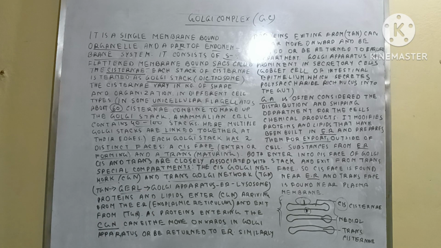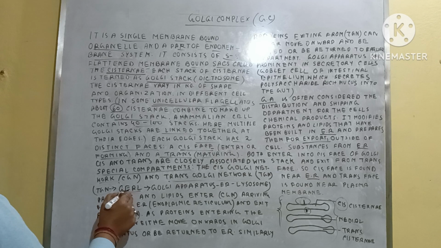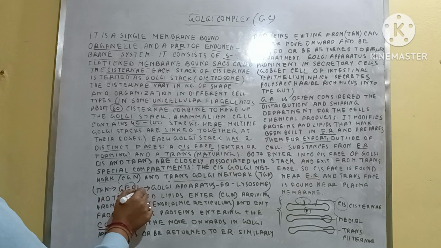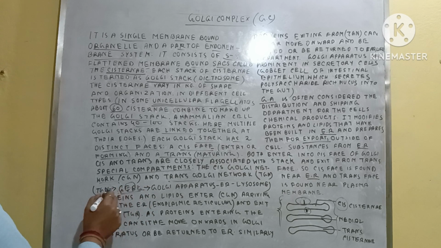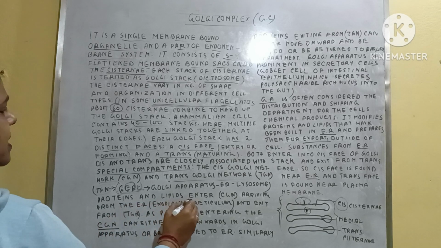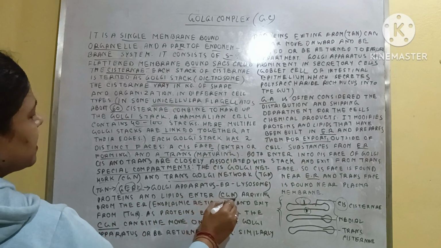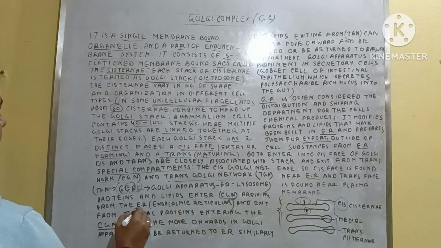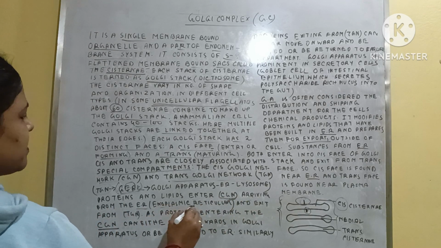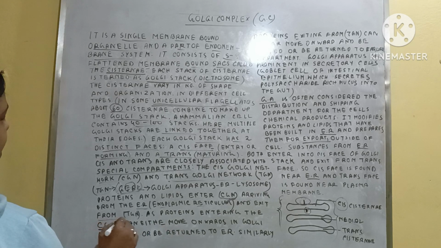What is GERL? G means the Golgi apparatus, E means ER, endoplasmic reticulum, and L is the lysosome. Three are connected with each other. That's why it is called the GERL system. Proteins and lipids generally enter the CGN, that means the cis Golgi network, arriving from the ER, endoplasmic reticulum, and exit from the TGN.